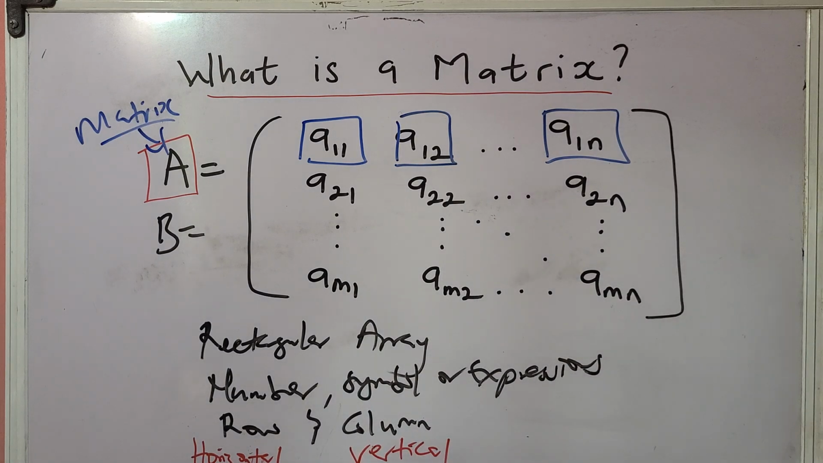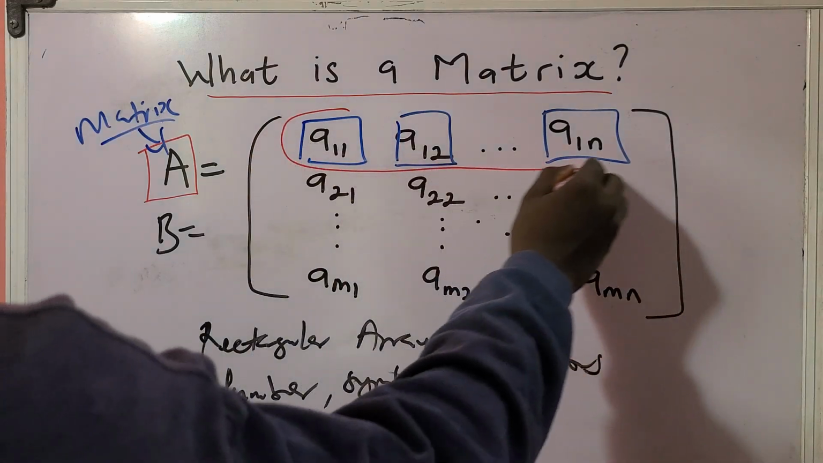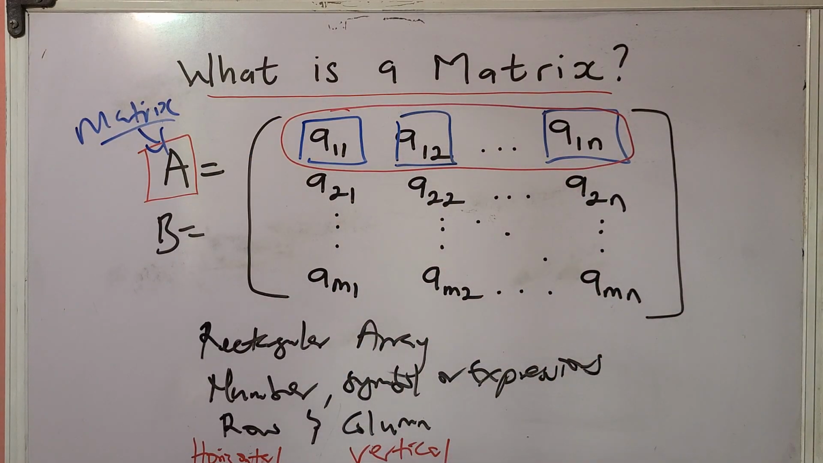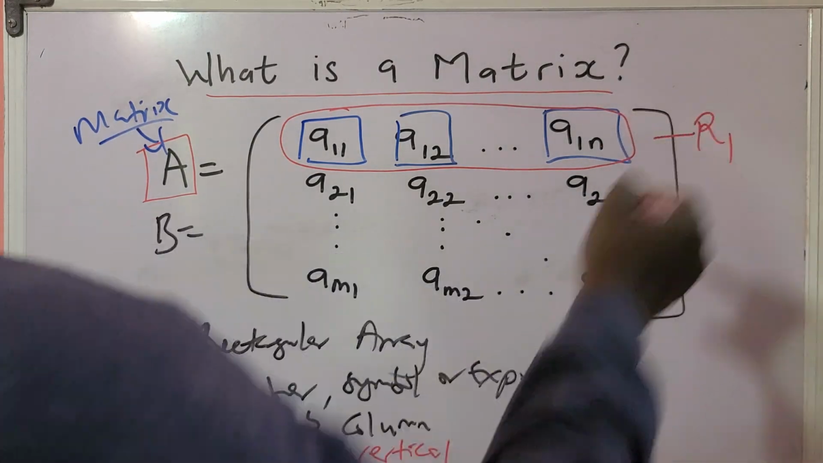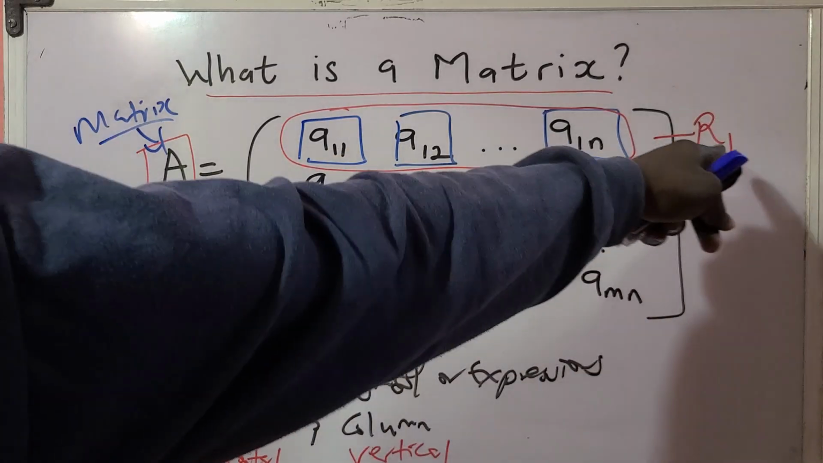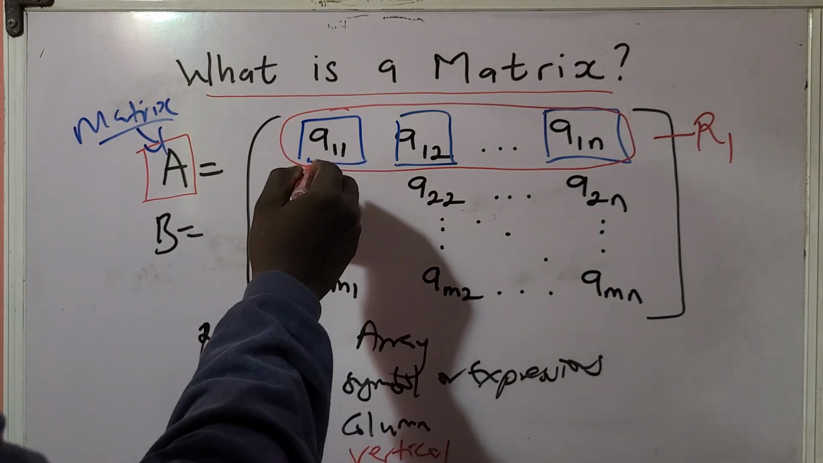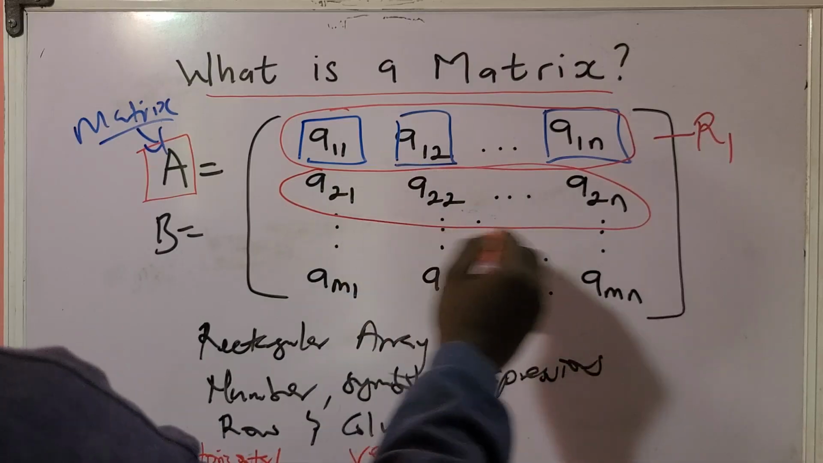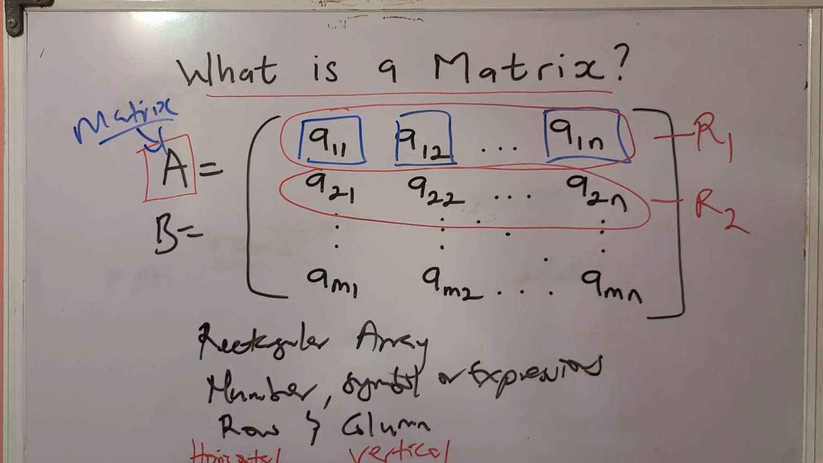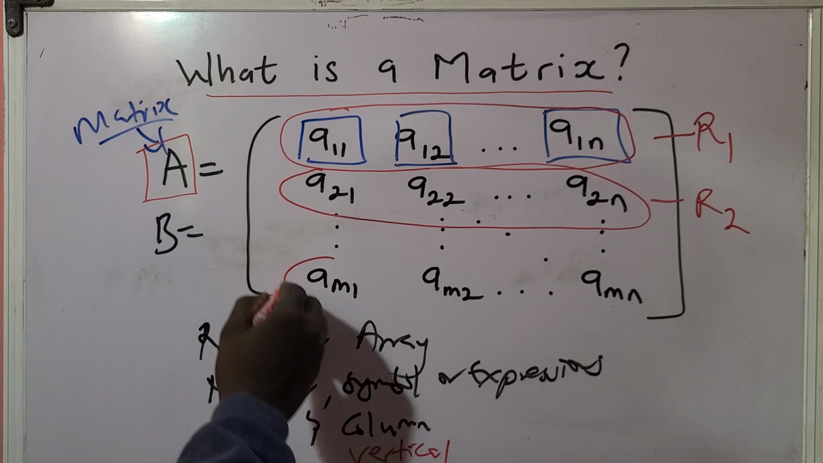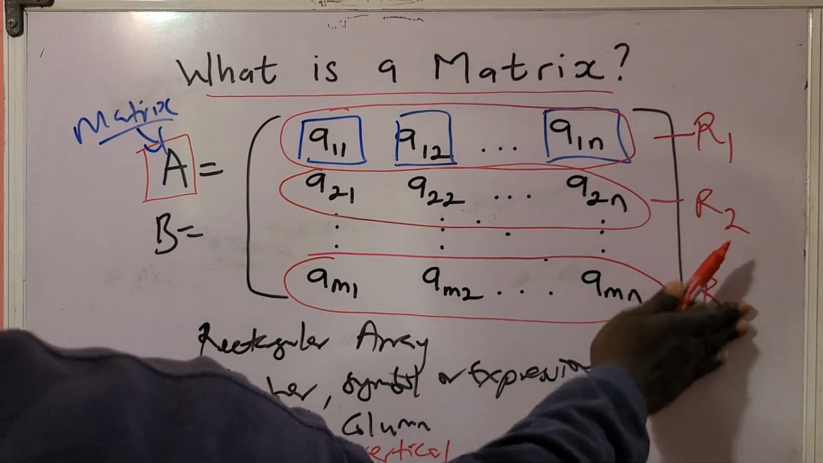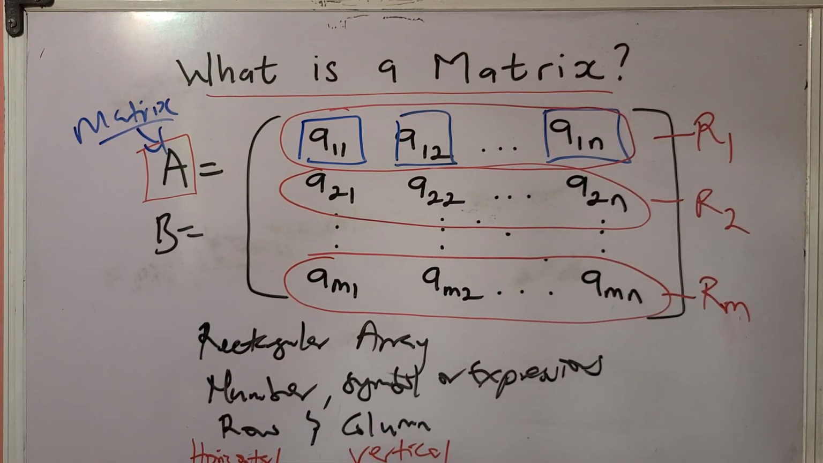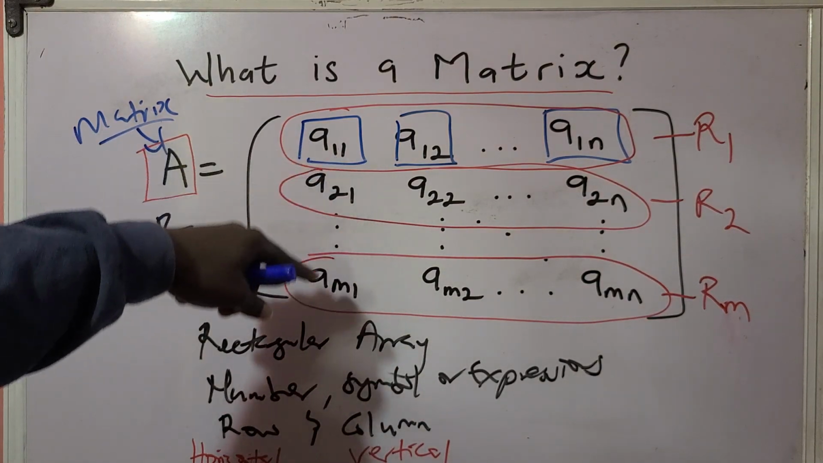What I mean by this is, you see right here, what we have right here is a row. You can see that it is horizontal. So that gives me row 1, the first horizontal axis. This is row 2. And this will be row M, because you can see that this matrix was defined from row 1 to row M.